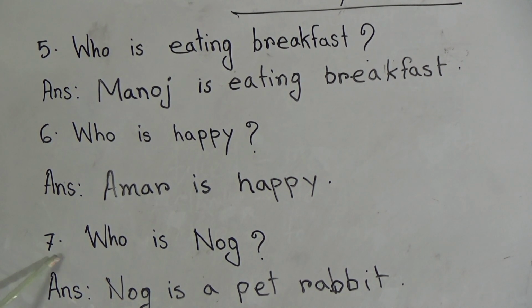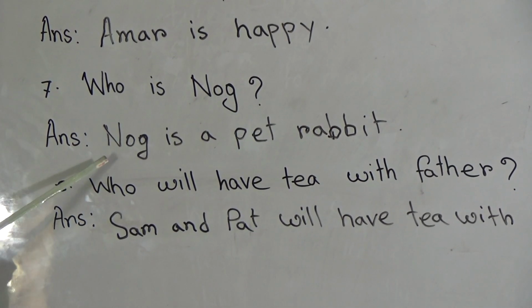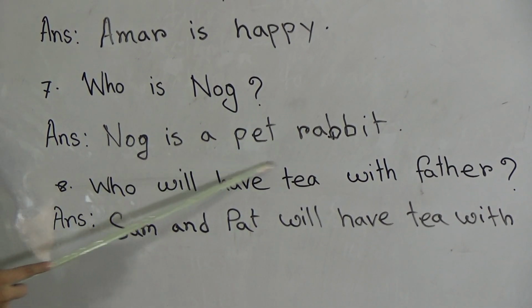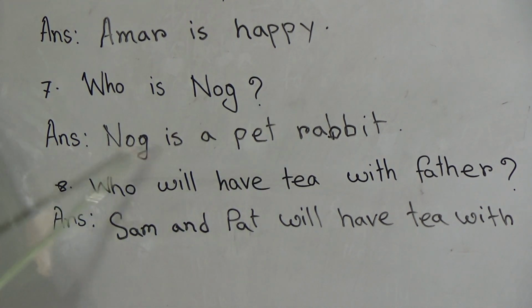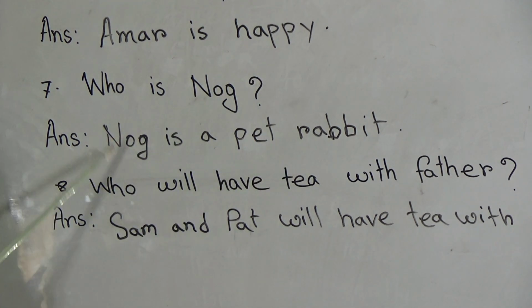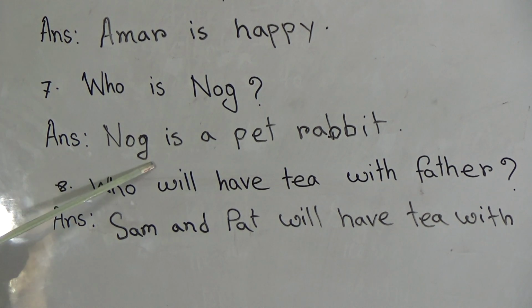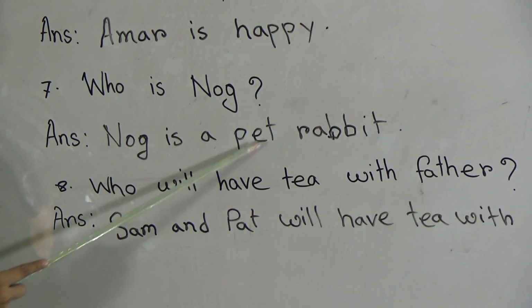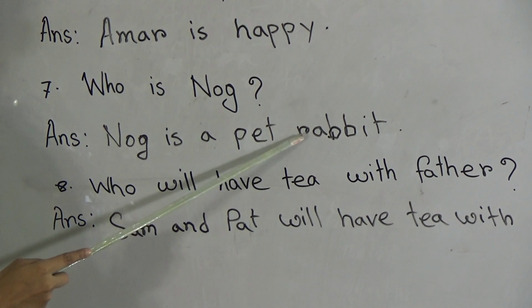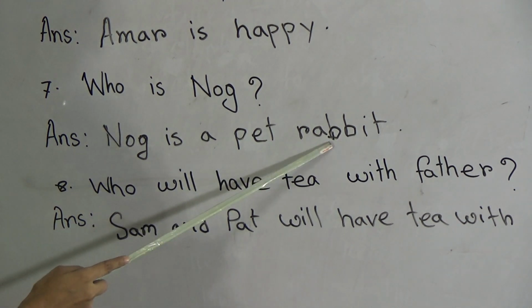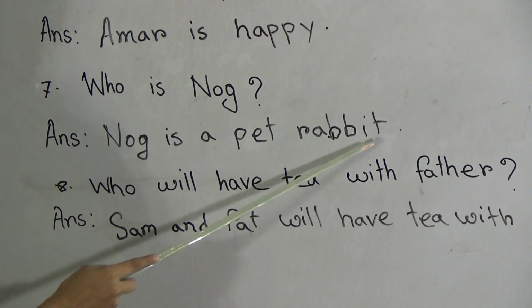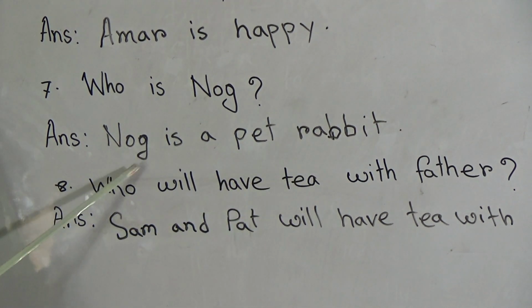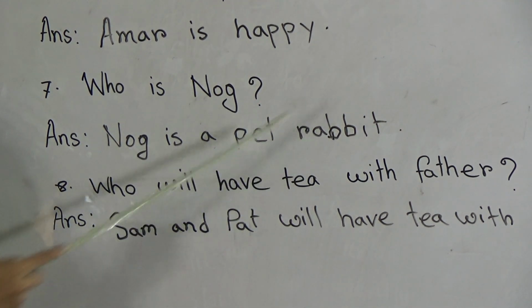Then question number 7. Who is Nog? Answer, Nog is a pet rabbit. So see the spelling N-O-G, Nog. I-S is A-P-E-T, pet. R-A-B double B-I-T, rabbit, full stop. Okay, Nog is a pet rabbit.